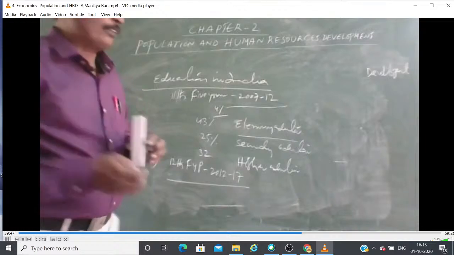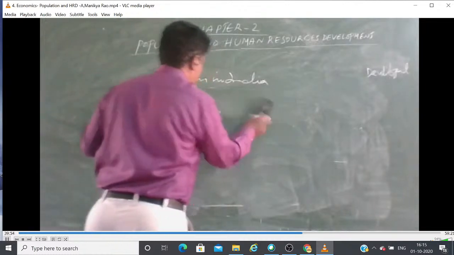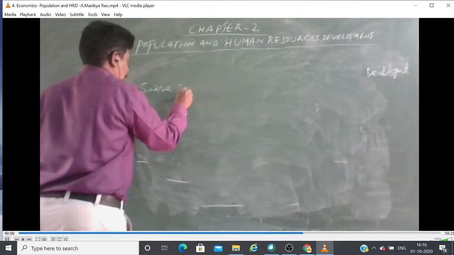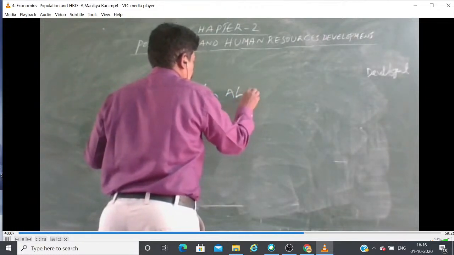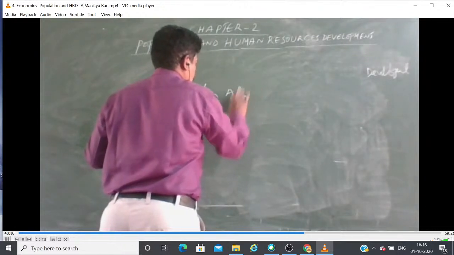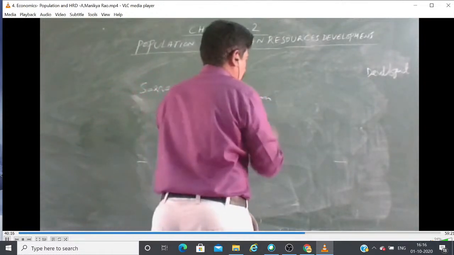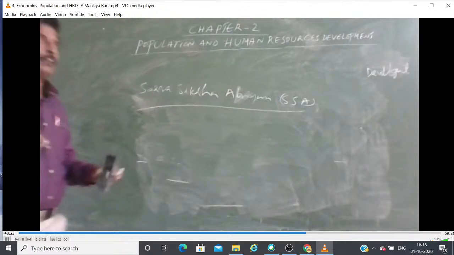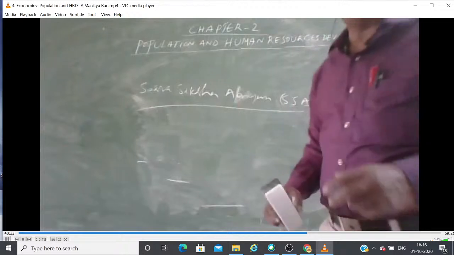Then coming to Sarva Shiksha Abhiyan, SSA. It is a very small question for 2 marks, very important. This program was introduced in the year 2001-2002 with the aim of providing universal elementary education.